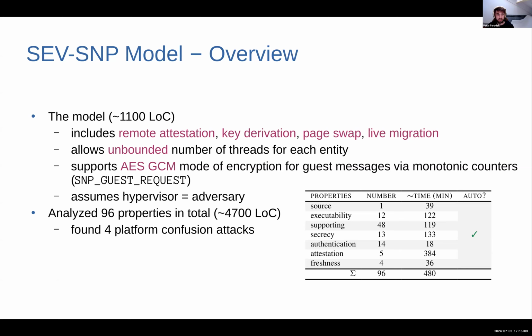And we have analyzed 96 properties in total. Among those properties, there are 36 security properties. Those are secrecy, authentication, attestation, and freshness properties. And we also have a large number of supporting properties, also called helper lemmas in Tamarin. The purpose of these supporting properties is to ensure termination or to improve verification time. The whole analysis took some 8 hours or so, 480 minutes in total.